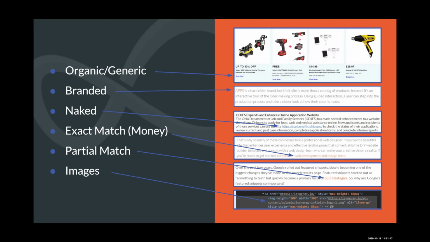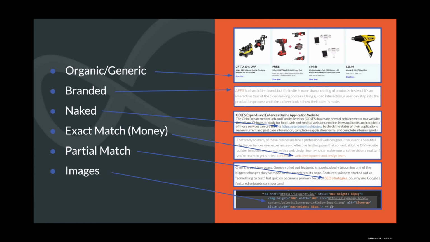Branded anchor text, pretty straightforward. It is just the exact brand name that the backlink is pointing to. So in this example here, it's pointing to Apps, APPS. That is the name of a hard cider brand. And the anchor text that is displayed is the brand name. Naked anchor text is essentially just the URL of the website that the link is going to direct to. It's not disguised with any other text in any other form. It's just the naked URL.